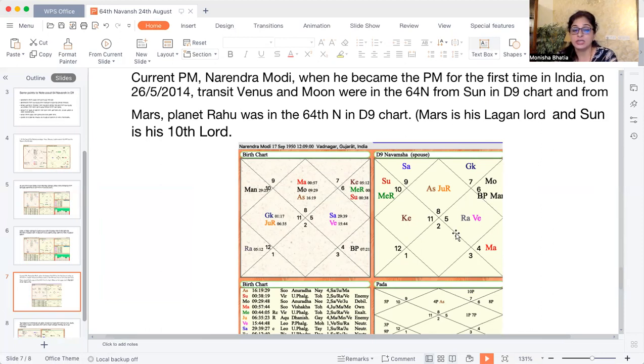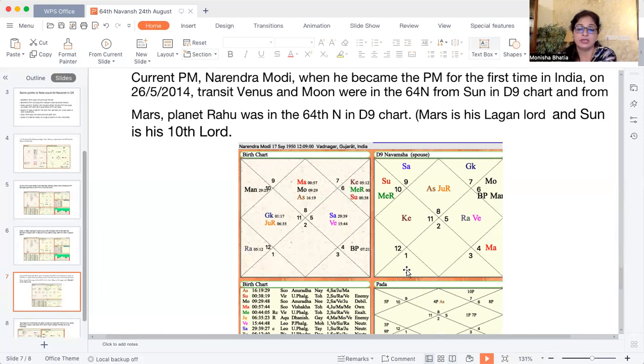Sun. Sun is the 10th lord here, and in the D9 chart, the 64th Navamsha is the Aries sign. So Venus and Moon were transiting in the sign of Aries when he became the prime minister, when he was declared the prime minister. So they gave him very good results. As I said earlier, benefics will give good results in the 64th Navamsha.